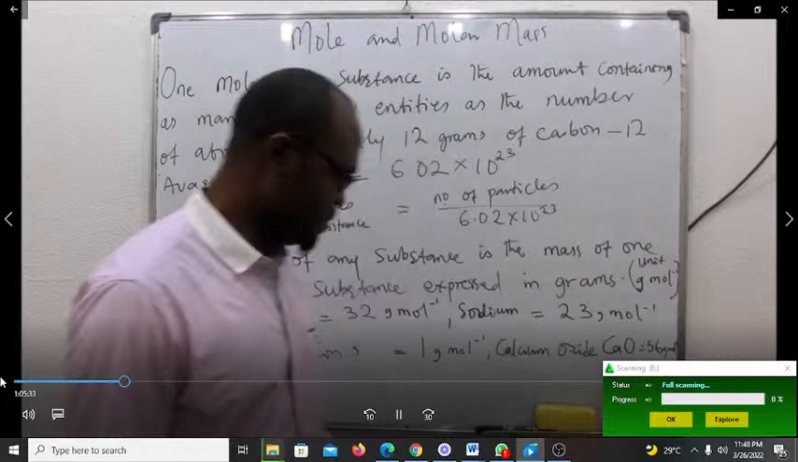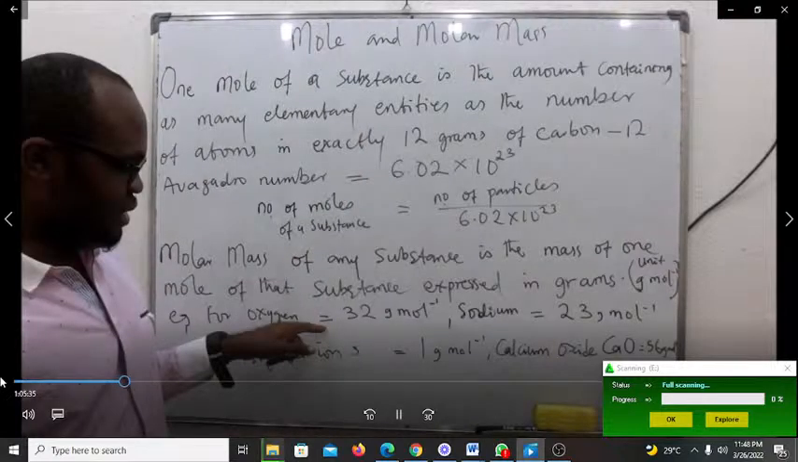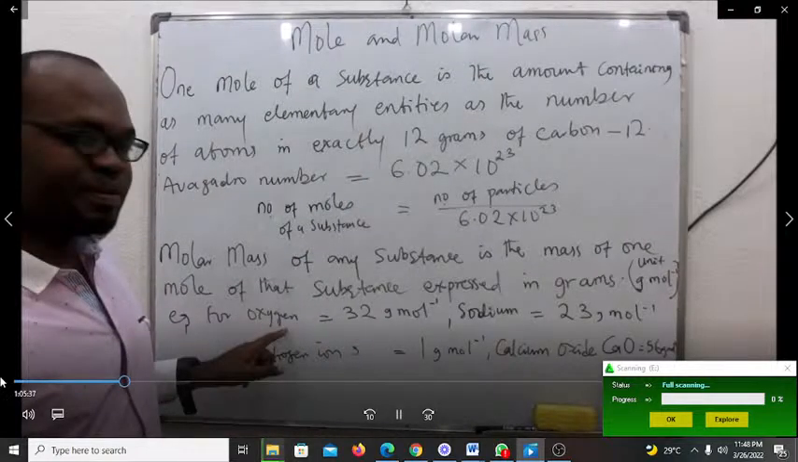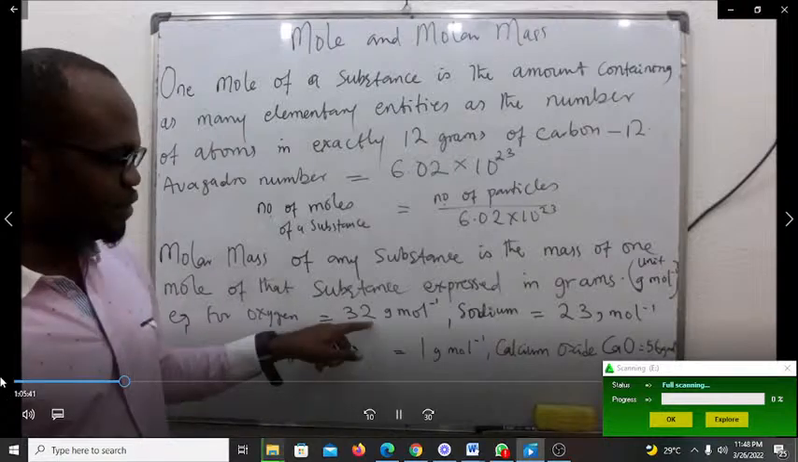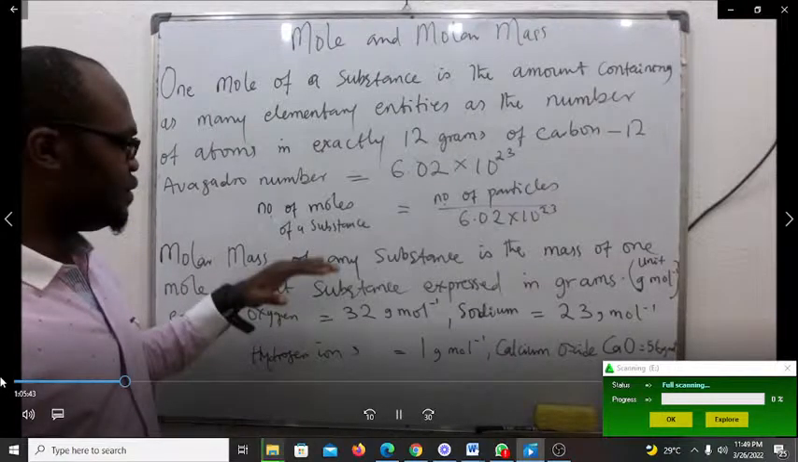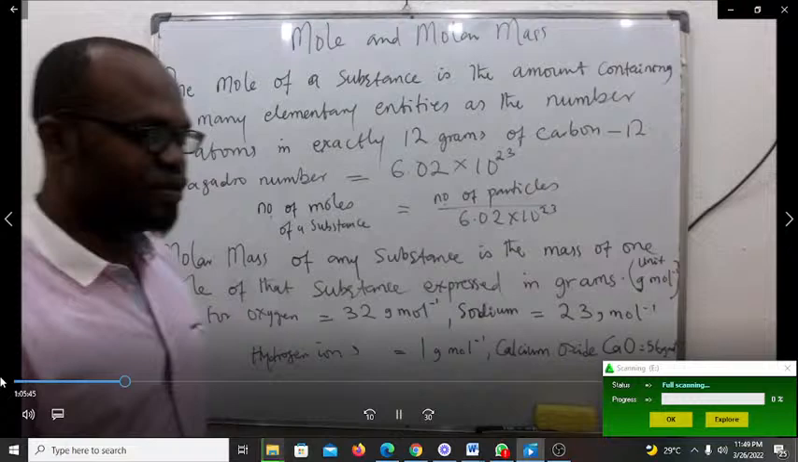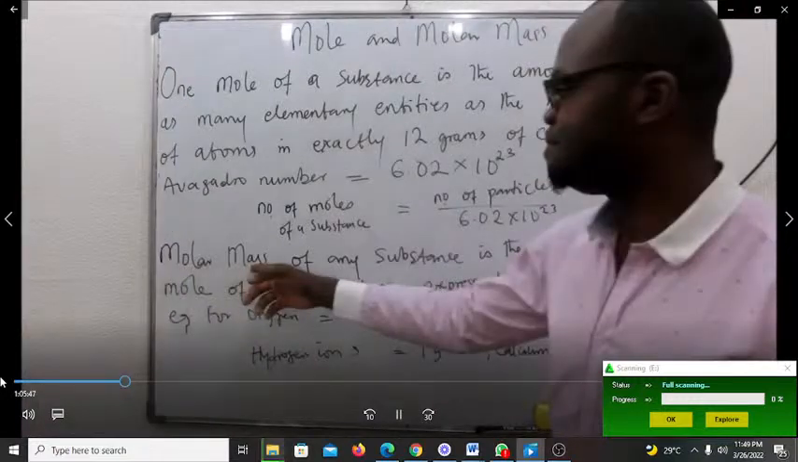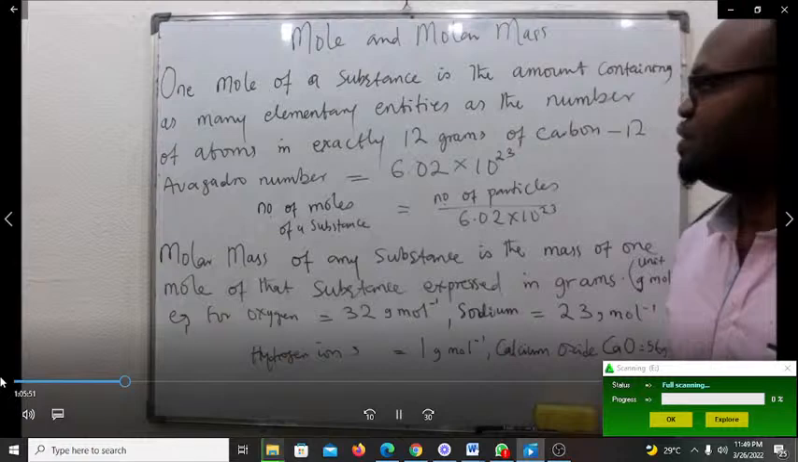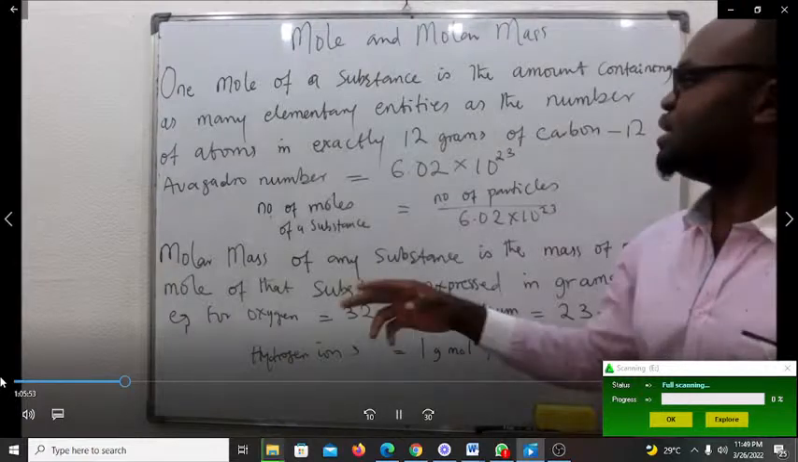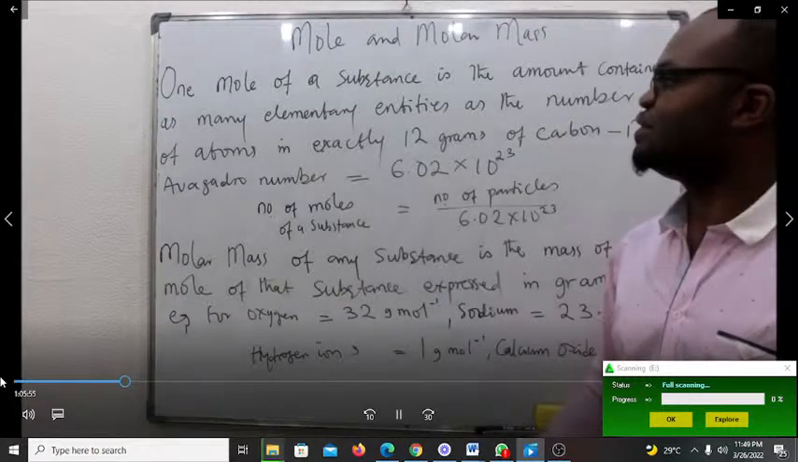So very importantly, this one is for the oxygen molecule, O2, which is 16 times 2 to give us 32 grams per mole. You need to know what molar mass is so that when doing calculations you can easily use it, and what 1 mole is, and you need to take note of the Avogadro's number. Thank you.